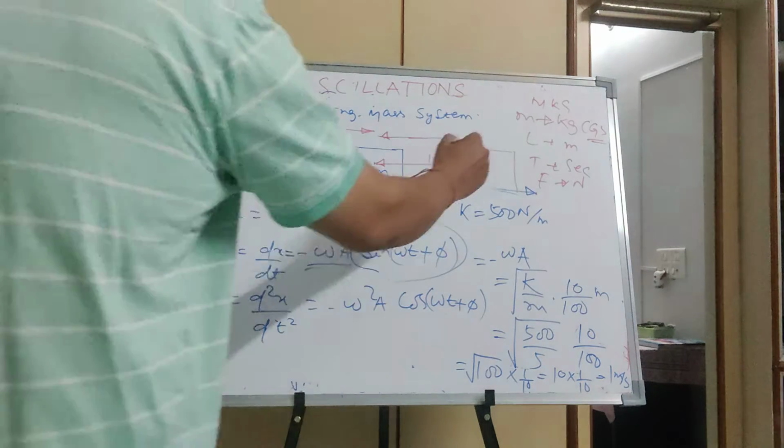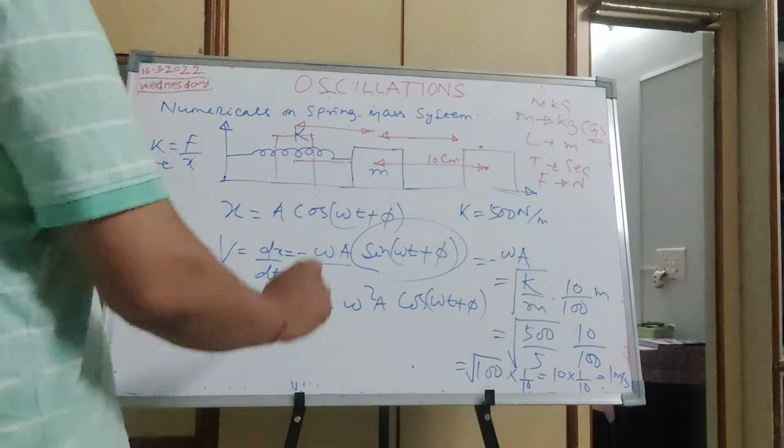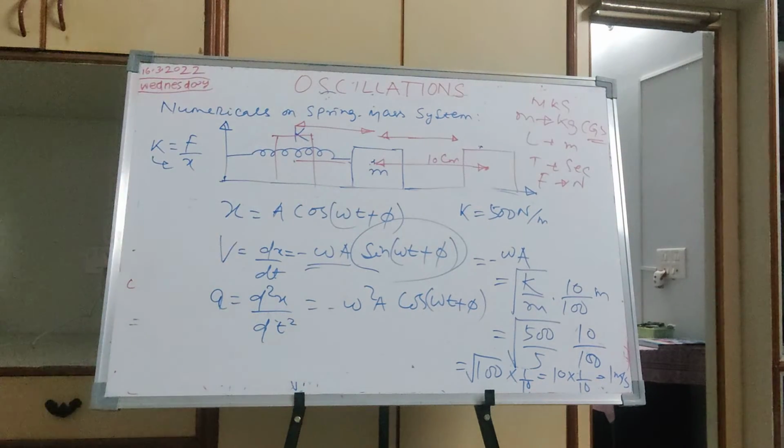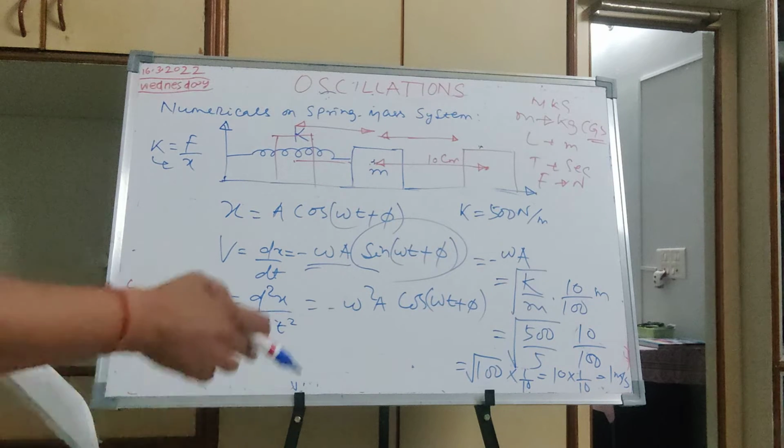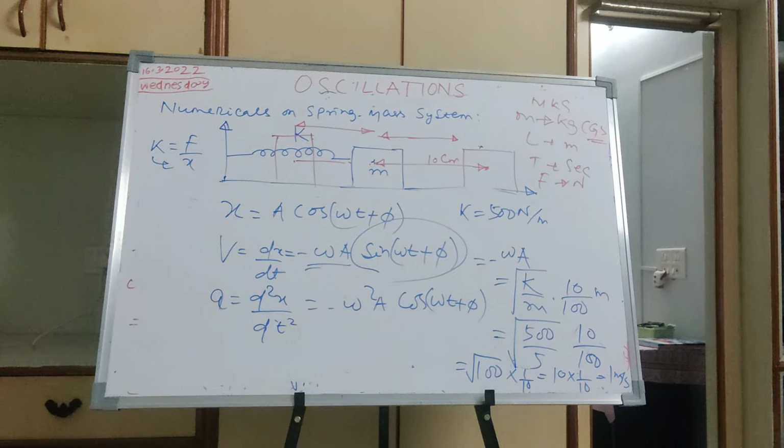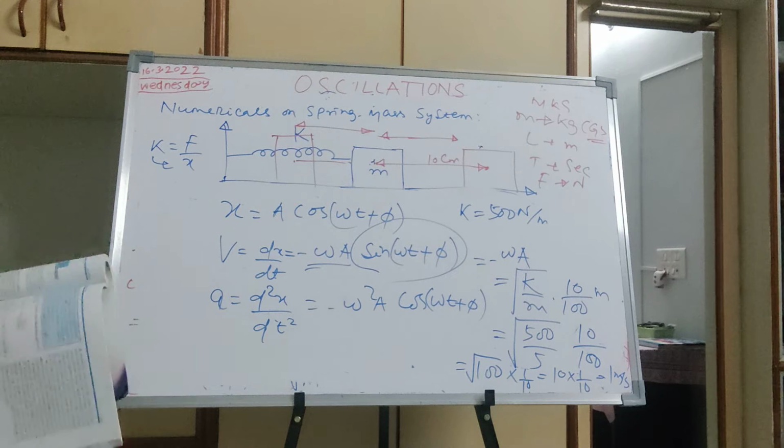The maximum velocity occurs when x is equal to 0. At the mid position, maximum velocity occurs, as we have discussed. So this is for maximum velocity. We will take a picture of this, and we will do acceleration also.